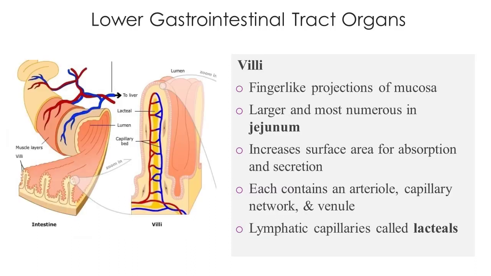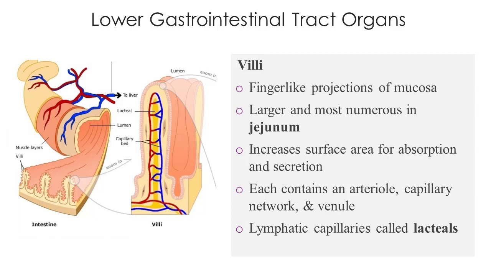And so what we have on the surface is these projections up, these folds that are coming up. The size of them, in some areas of your intestine, can be really tall and skinny, and in others they can be shorter and more robust. But these finger-like projections in the mucosa are called villi. Now again, they get larger and more numerous in the jejunum. And why are we folding this up? Increasing surface area.